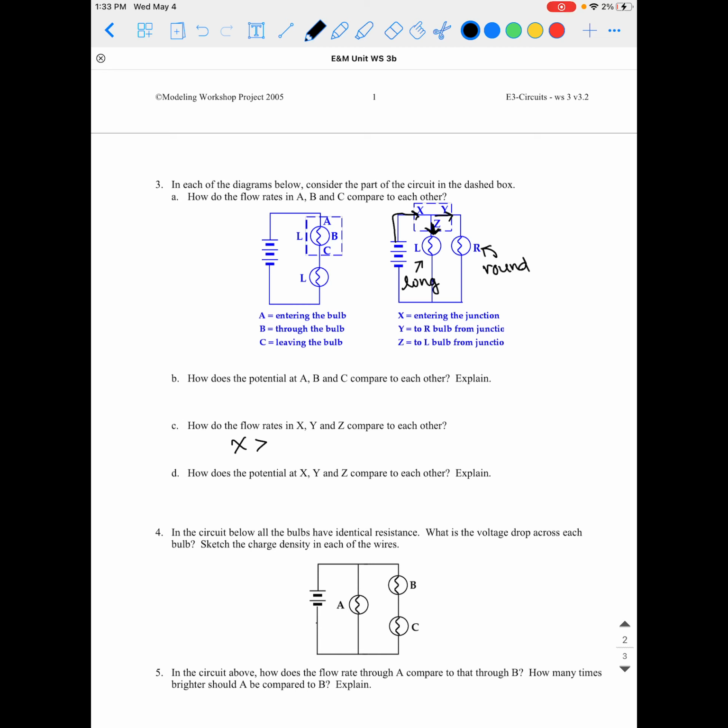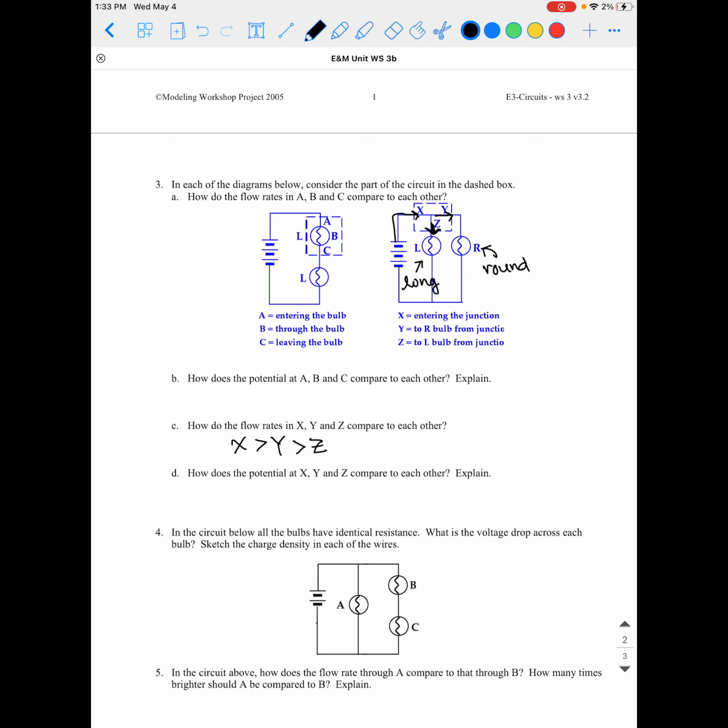And if we think about the inverse quality of current and resistance, then we know that a round resistor with low resistance will have high current, so Y is going to come next. And then the Z current that flows through a long resistor is going to have high resistance and therefore much lower current. So it's going to be X greatest, Z the least, and it's based on the type of resistors that are there. How does the potential at X, Y, and Z compare for each other?